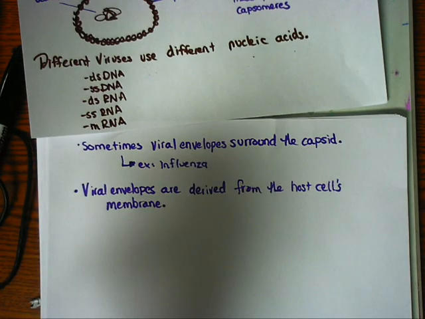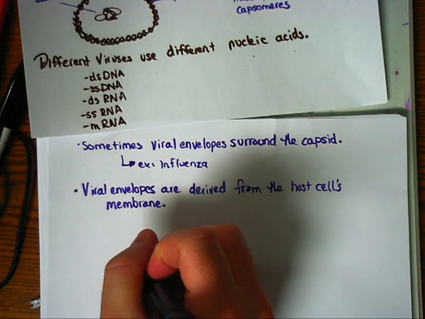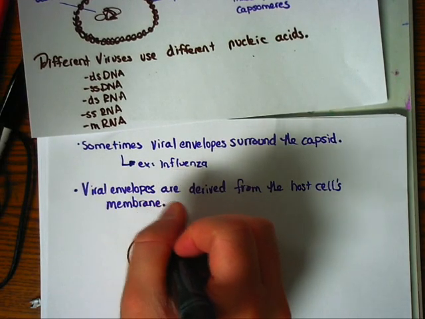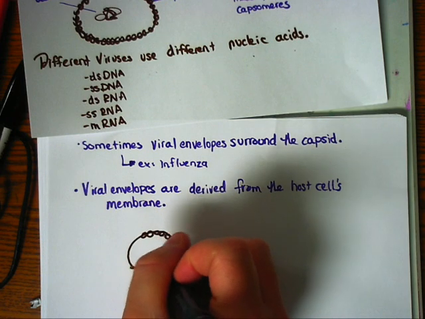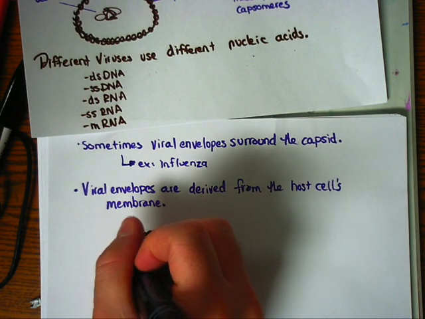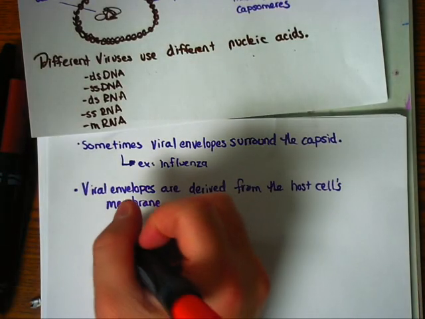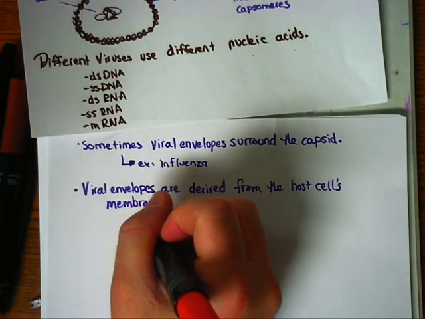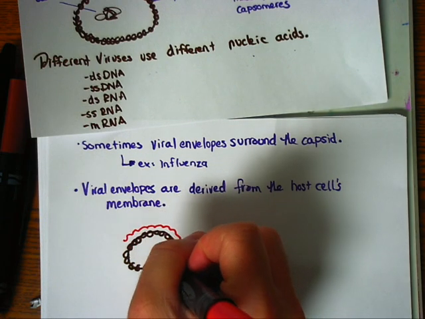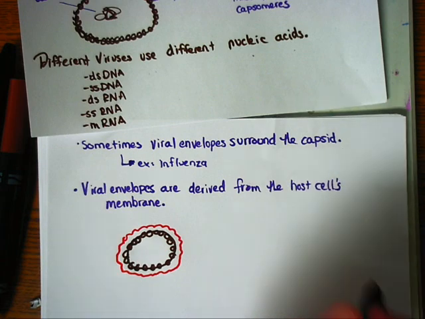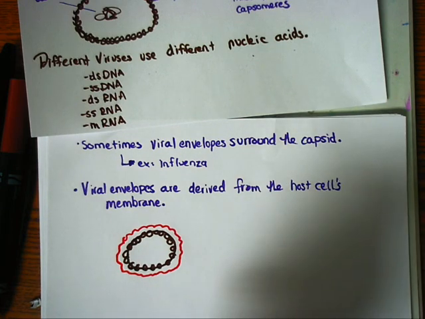Now that means, if you think about it, that we have viruses, and there's their capsid. We drew this out a while ago. And around that capsid is an envelope, a covering if you will. And that envelope is derived from the host cell's membrane.